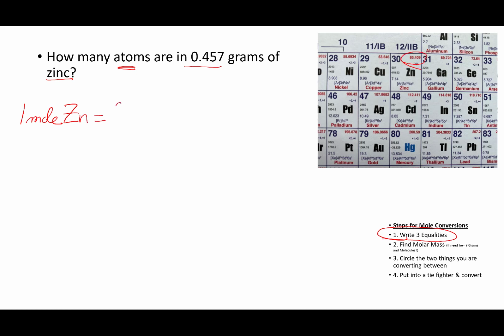So this is going to be 65.41 grams, and I'm rounding off to 2 places past the decimal. 1 mole of anything also contains Avogadro's number worth of pieces, 6.022 times 10 to the 23rd. We're talking about an element, so this time we're talking about atoms. Now we're going to convert between grams and atoms.